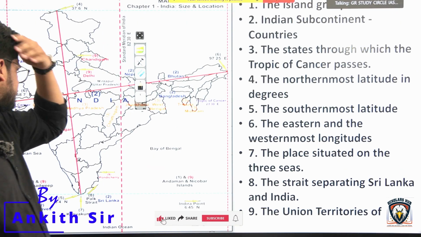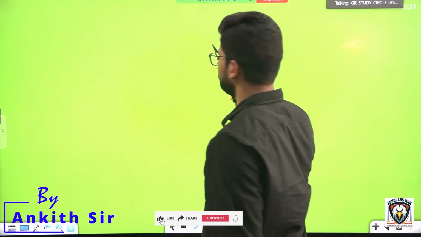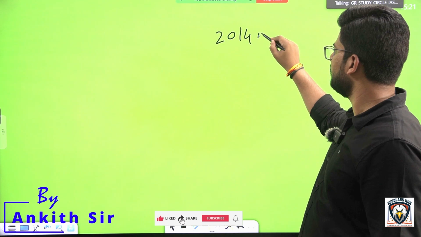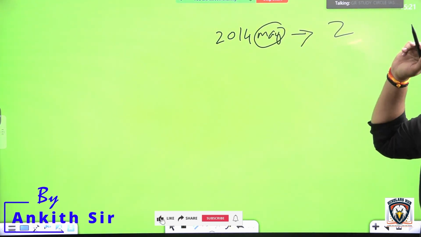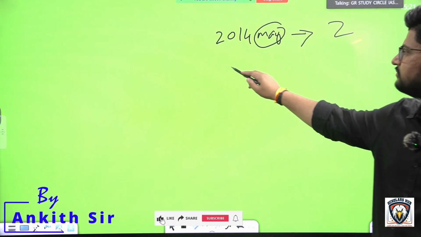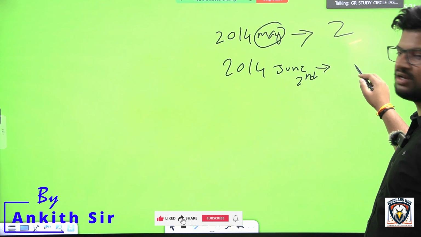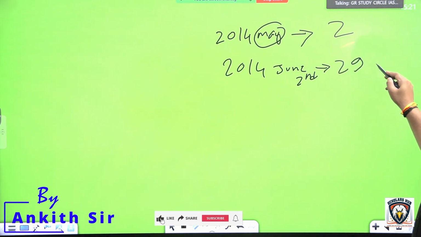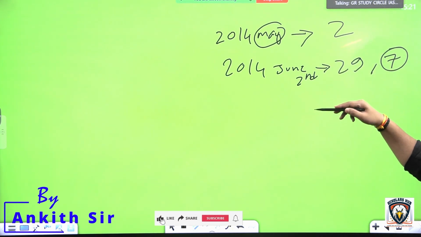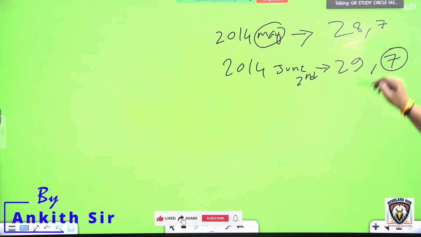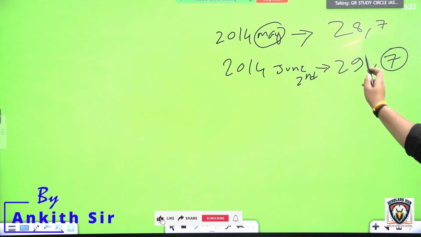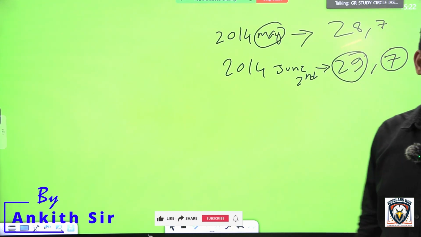So total how many states do we have? Up to 2014 May, the total number of states was 28. On 2nd June 2014, a new state was formed, that is Telangana, and the total became 29 states and 7 union territories. Before that it was 28 states and 7 union territories. The new state was formed out of Andhra Pradesh; the new separated region was Telangana.